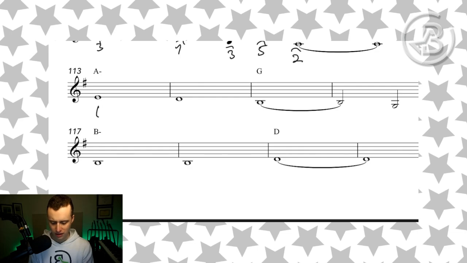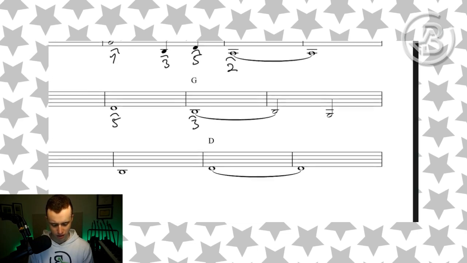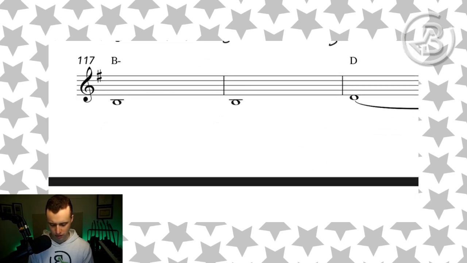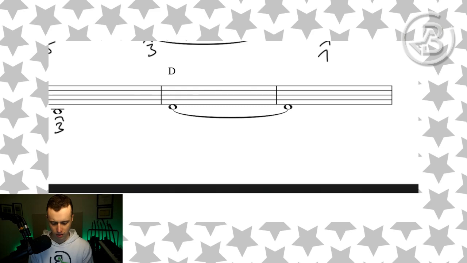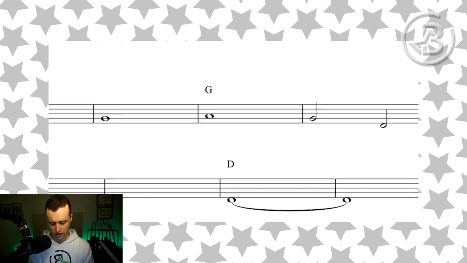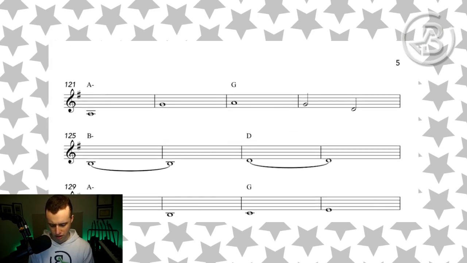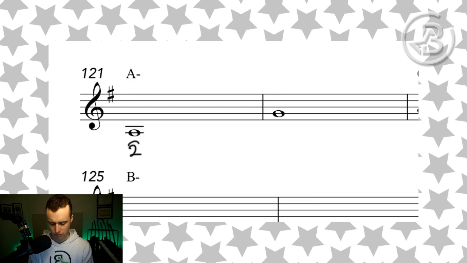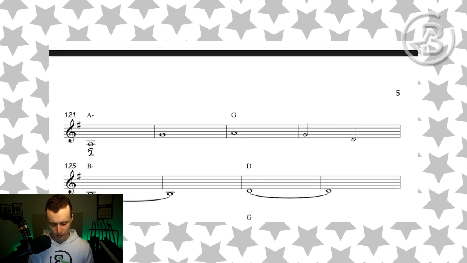Then we have 6, 5, 3, 1, 3, 3, 5. Last page, measure 121. We have 2. Now we're just back to our baseline here.